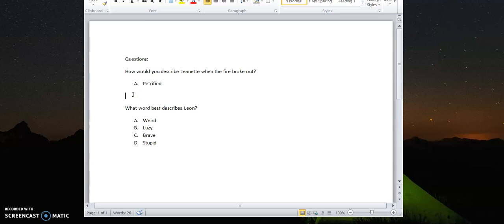Now the last one. What word best describes Lyon? Lyon is who? Who is Lyon? Yeah, he's our main character, right? He's the dog. He's the one that's telling us the story. Which word would you use to best describe him? Weird, lazy, brave, or stupid? This should be an easy peasy one, ladies. I'll give you 5 seconds. Which one is it? Yeah, brave. I definitely think that he would be described best as being brave. Excellent job, ladies.